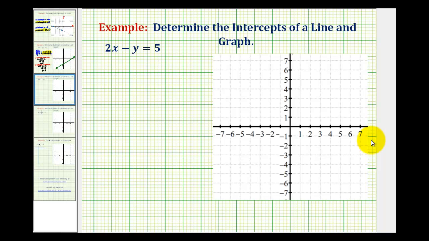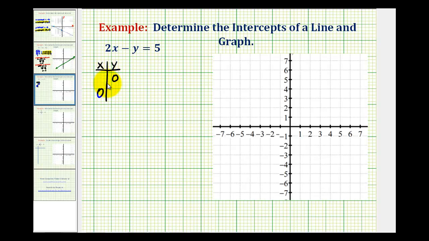We want to determine the intercepts of the line given the equation of the line, which means we want to determine the x-intercept and the y-intercept. And we can do this by completing a special table of values. To determine the x-intercept, we're going to set y equal to 0 and solve for x. And to determine the y-intercept, we'll set x equal to 0 and solve for y. So by completing this special table of values, we can determine the intercepts.